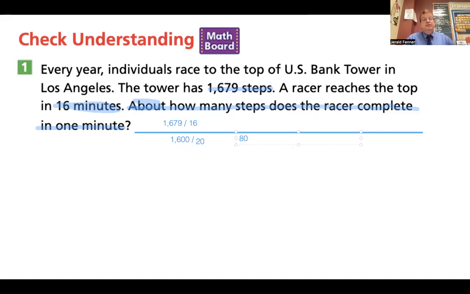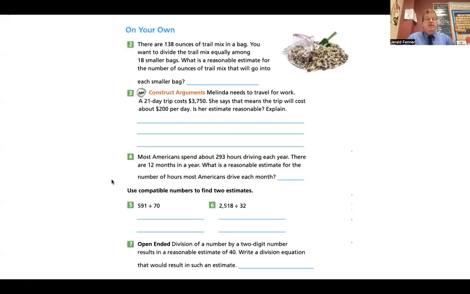So that is it for today's lesson. Today, you do have just one page to complete for the assignment. It's on your own. You're going to be doing the same thing over and over again. You're going to be estimating the divisor first, round the divisor first, and then you're going to find a compatible number for the dividend. That will help you to find the answers for these.